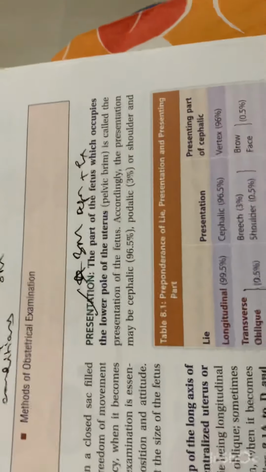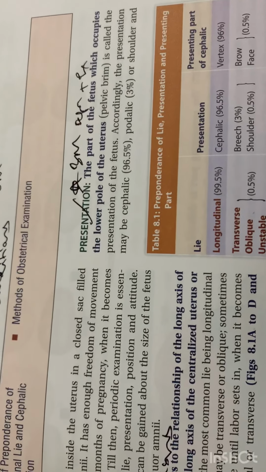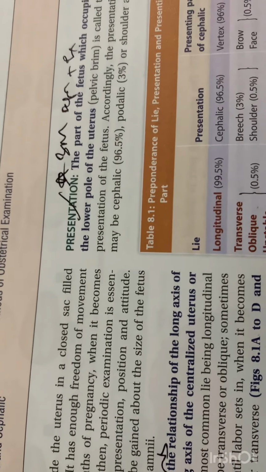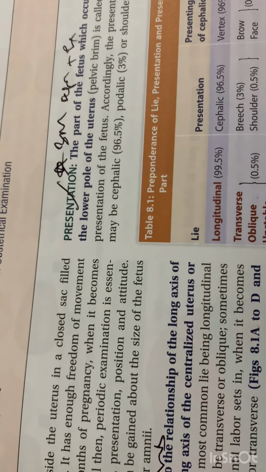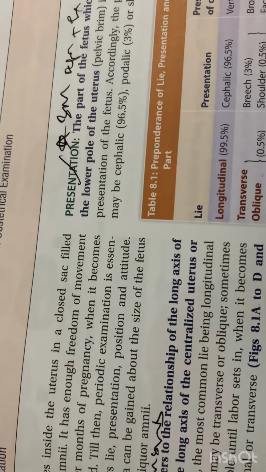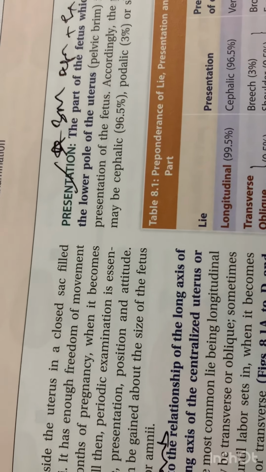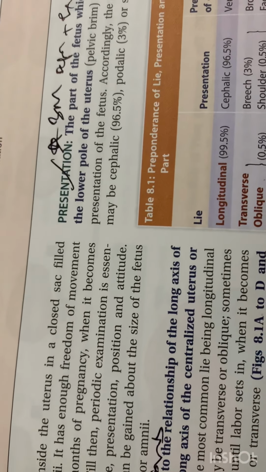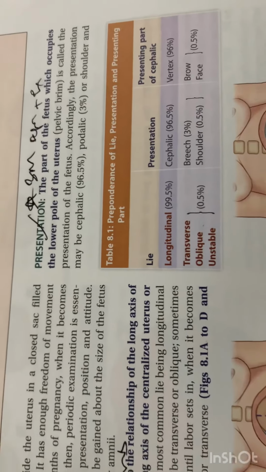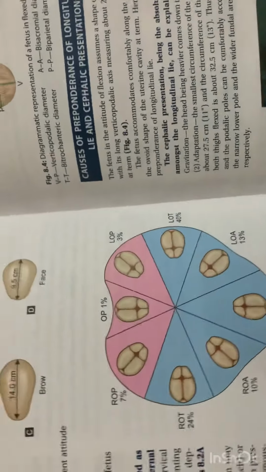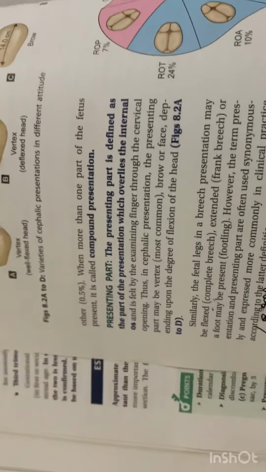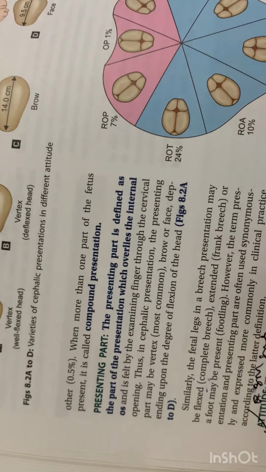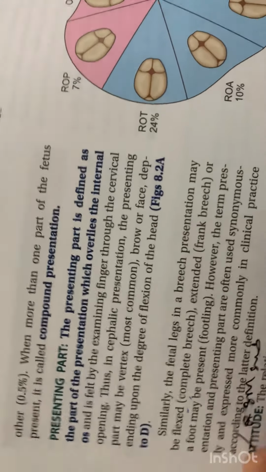Next we have presentation. Presentation is the part of the fetus which is occupying the lower pole of the uterus, or the part which is entering the pelvic brim. There can be three types of presentation: cephalic, which is the most common, wherein the head of the baby is entering; the next most common is podalic, wherein the buttocks, also called breech presentation; or shoulder presentation, wherein the shoulders of the baby are there. There can also be other presentations, which are 0.5%. When more than one part of the fetus is present, it's called compound presentation. So this is presentation.